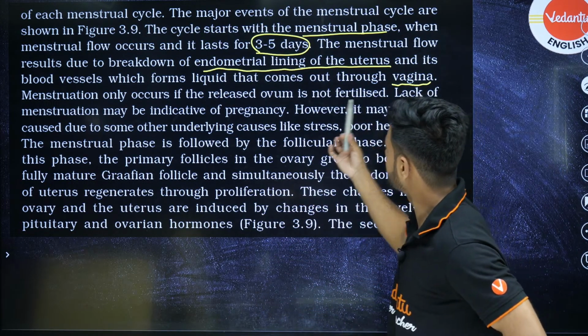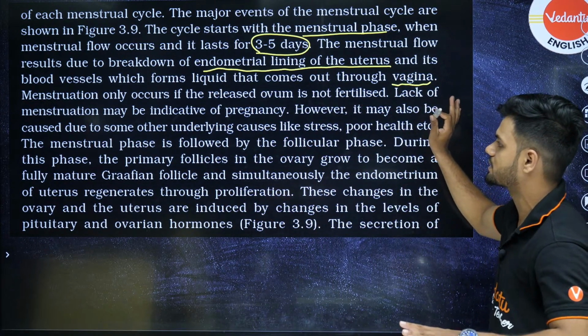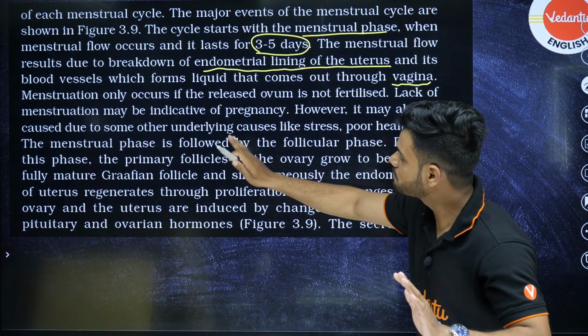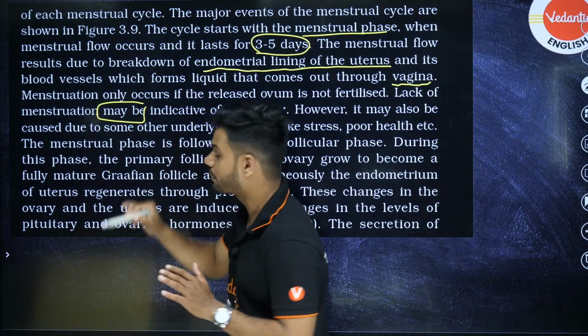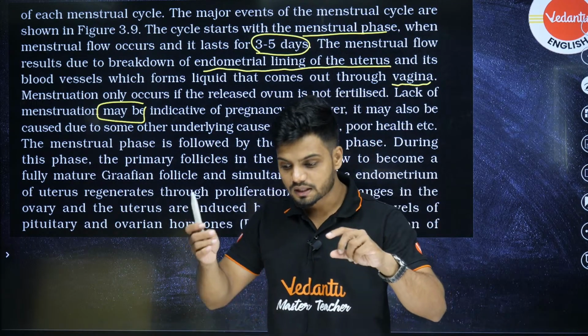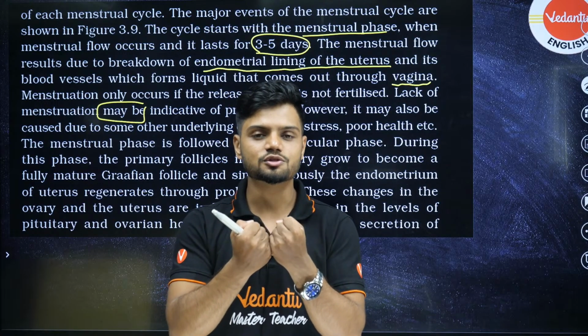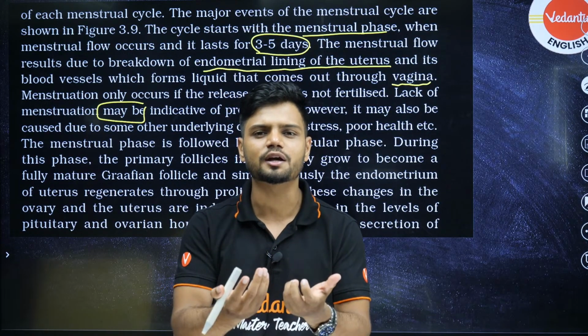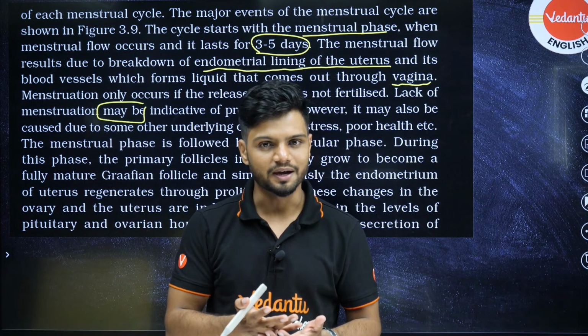Now, menstruation only occurs if the released ovum is not fertilized. The lack of menstruation may be an indicator of pregnancy. Maybe, this is a very important line. It may be an indicator of pregnancy, not 100%. Because there are cases where the female has not gotten periods or the menstrual cycle for 1, 2, 3 months. Now, what could be the reason behind it?